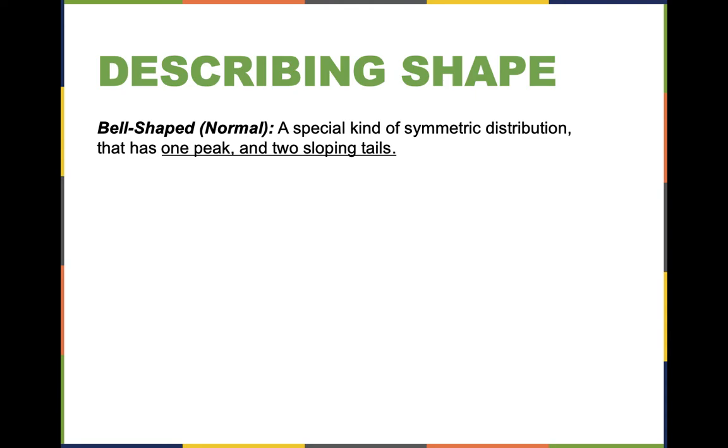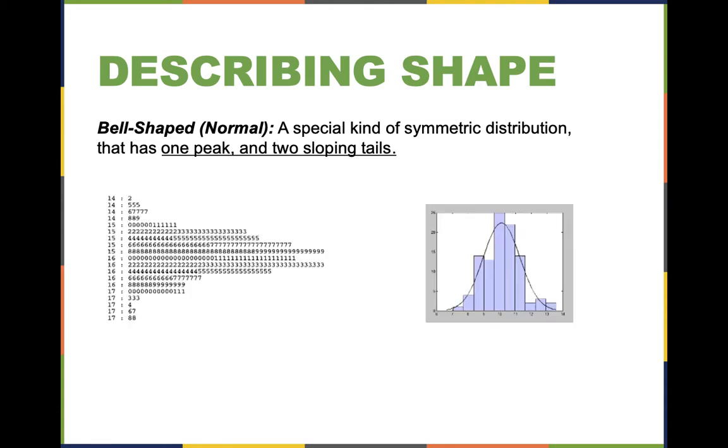Another shape is called bell-shaped or normal. This is a special kind of symmetric distribution that has one peak and two sloping tails. These are two examples. The first example is a stem plot. It's a little hard to see the bell shape unless you tilt your head to the side. The second example is a histogram, and it's much easier to see the bell shape, which we see drawn in black over the histogram's bars.